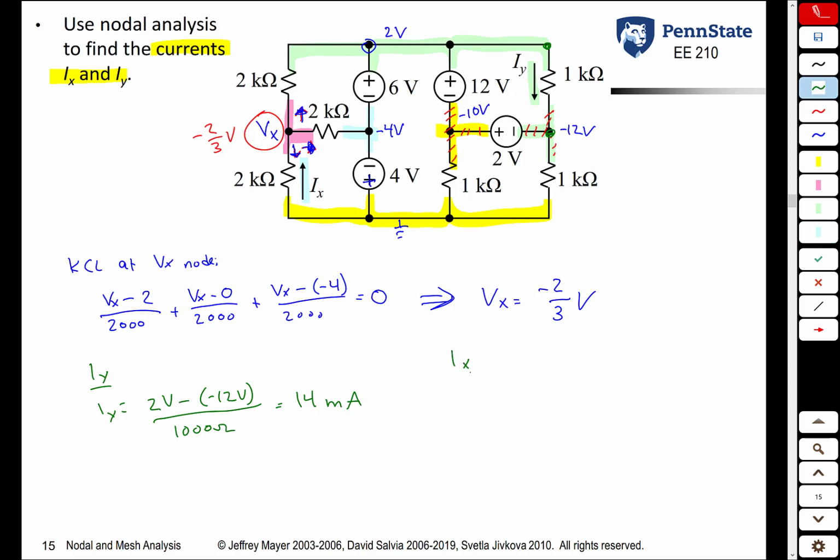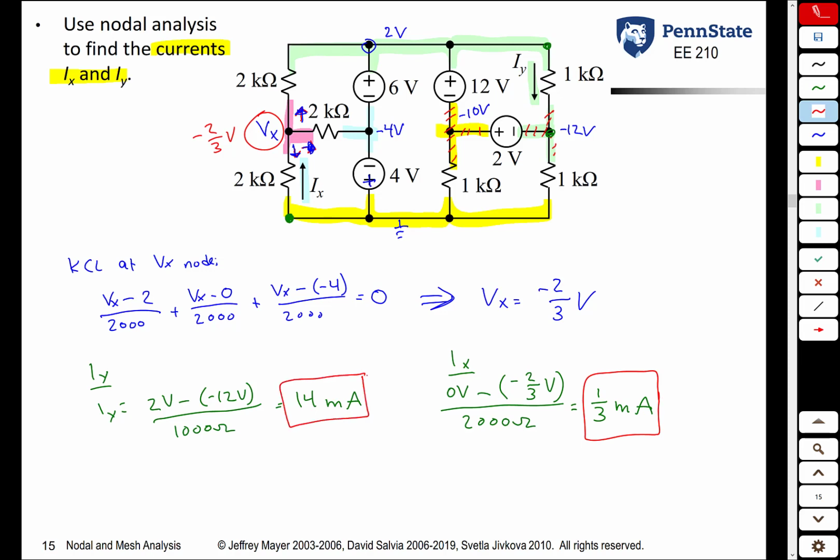So what is Ix? It's the voltage at the coming from point, that's the voltage down here, which is 0 volts, minus the voltage at the going to point, that's what we just solved for, that is negative 2/3 of a volt, divided by the resistance, 2000 ohms. So 0 minus negative 2/3 divided by 2000, you work out that math, you get 1/3 of a milliamp. So we see that Ix is 1/3 of a milliamp and Iy is 14 milliamps.